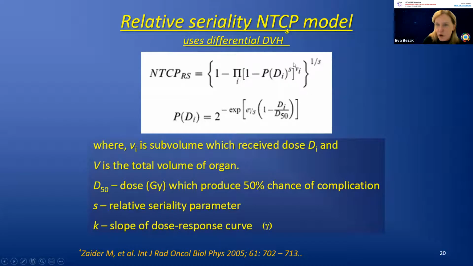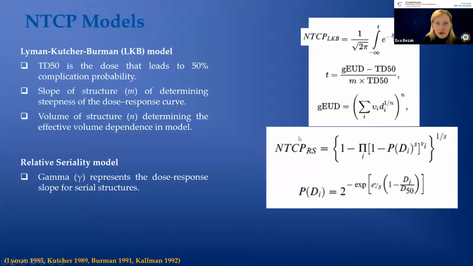We summarize this over all individual subvolumes receiving different dose Di, but I now have a different parameter S here, which varies from 0 to 1, and this parameter would vary depending on whether the organ is a serial organ or a parallel organ. So I will summarize once again.